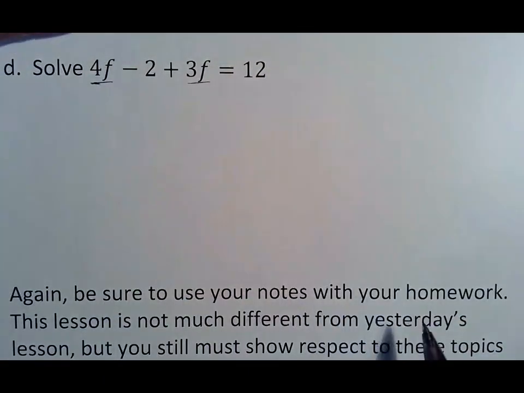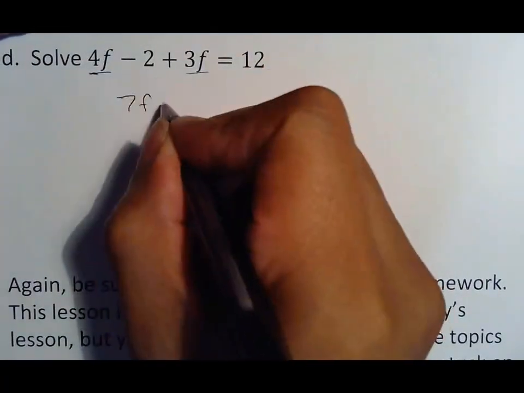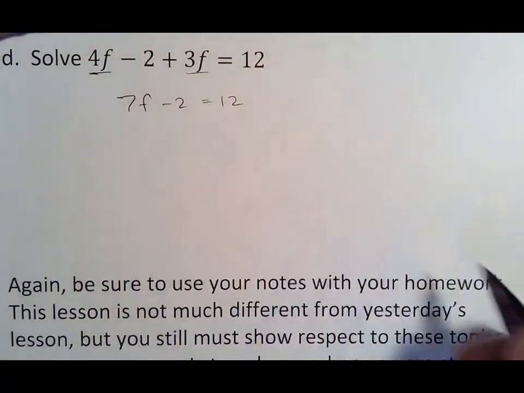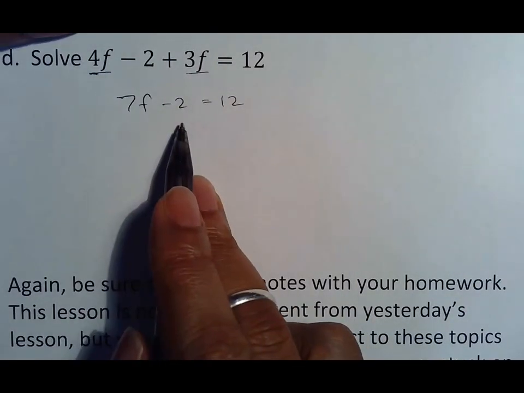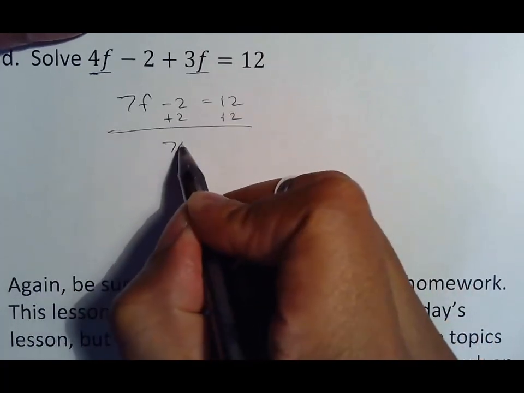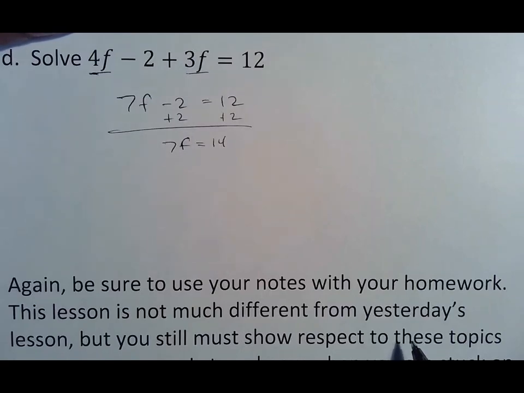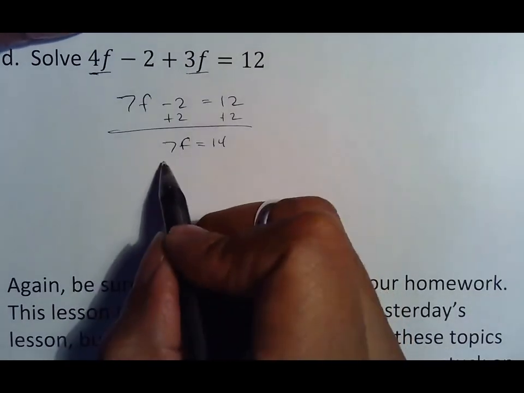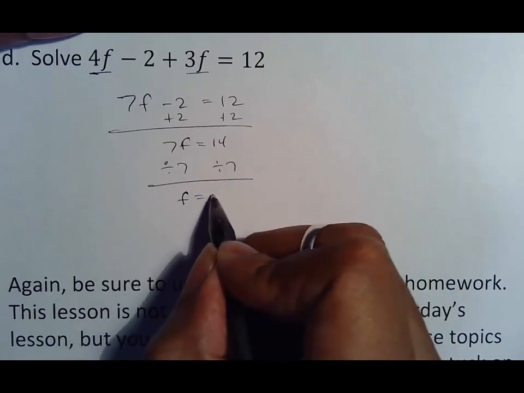4f, 3f, and this one go together. Again, 4x minus 2 plus 3f equals 12. These two things go together. 4 and 3 make 7f. Bring down your minus 2 equals 12. Now I need to move this minus 2, and the way I move the minus 2 is by adding 2. How do I get rid of 7 when it's being multiplied? And that is by dividing by 7.